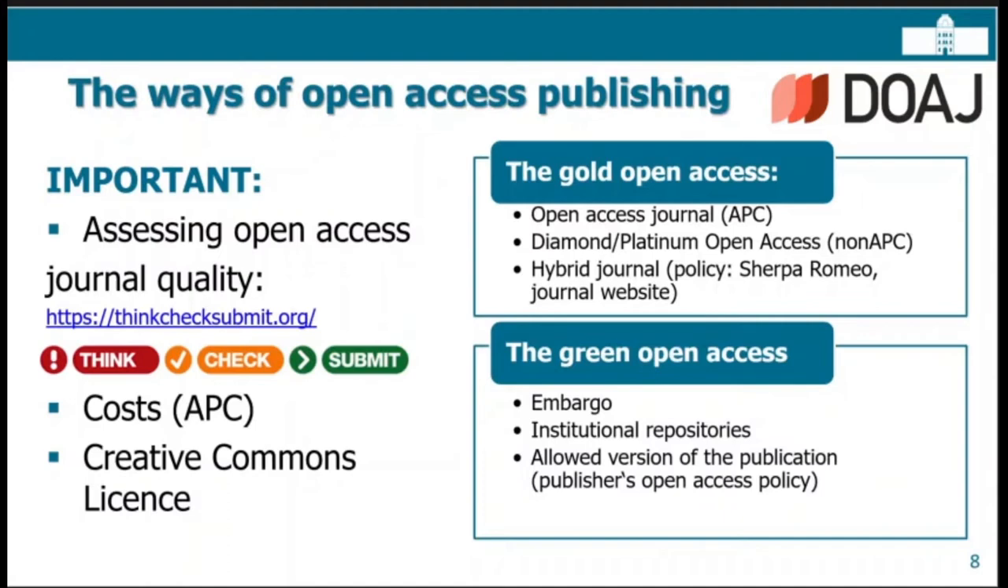So, in this green open access, you publish your article in the traditional way, in a subscription-based journal. You're not paying anything for the publishing, and then you have to look at the publisher's open access policy to see which version of your publication they allow to be deposited to an institutional repository. The most wanted version is the post-print because it is a reviewed version. It is not formatted yet in the manner of the publication, but this is reviewed content. And then after an embargo, prescribed as 6, 12 or more months, you can deposit this version of your article at your institution's repository.